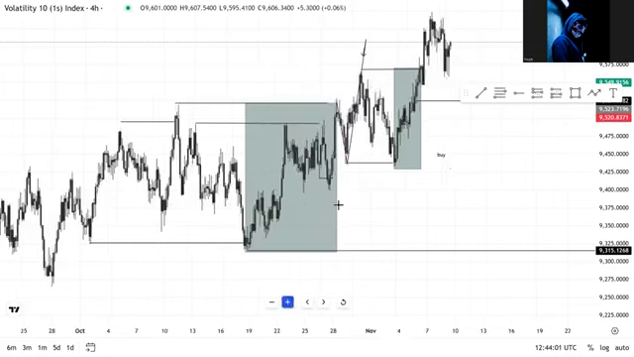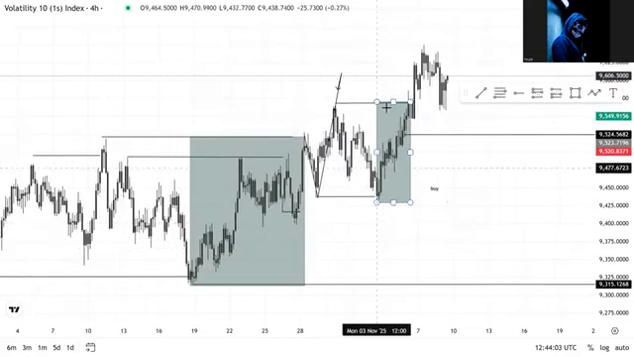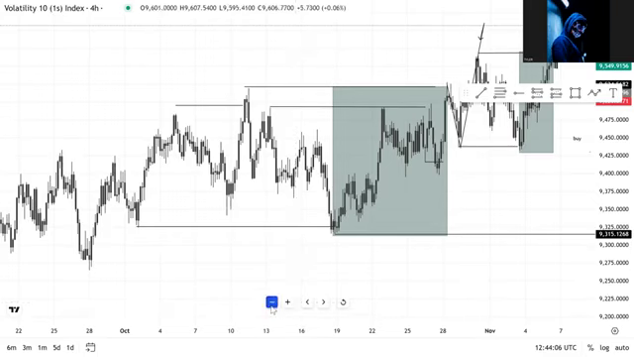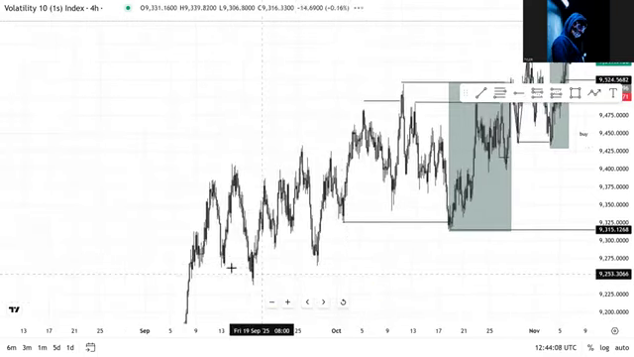You can see another one here again. Sweep, structural liquidity, another zone. Now we still have another zone right here. You can see you have. How far?